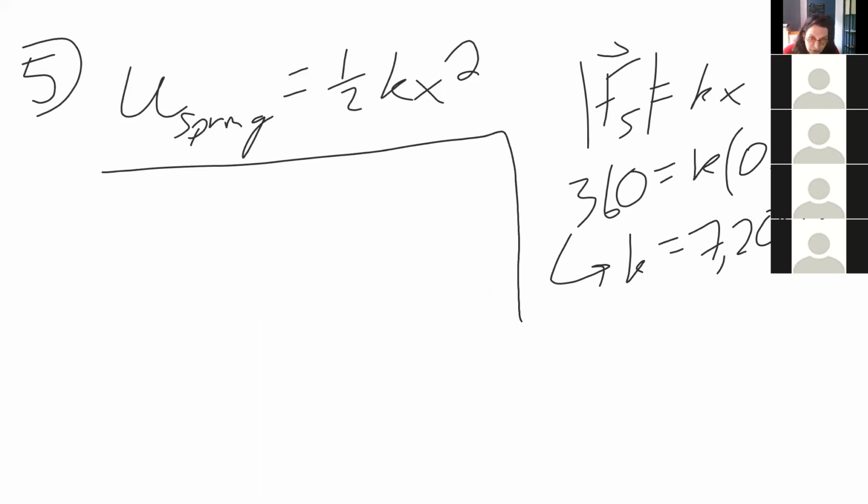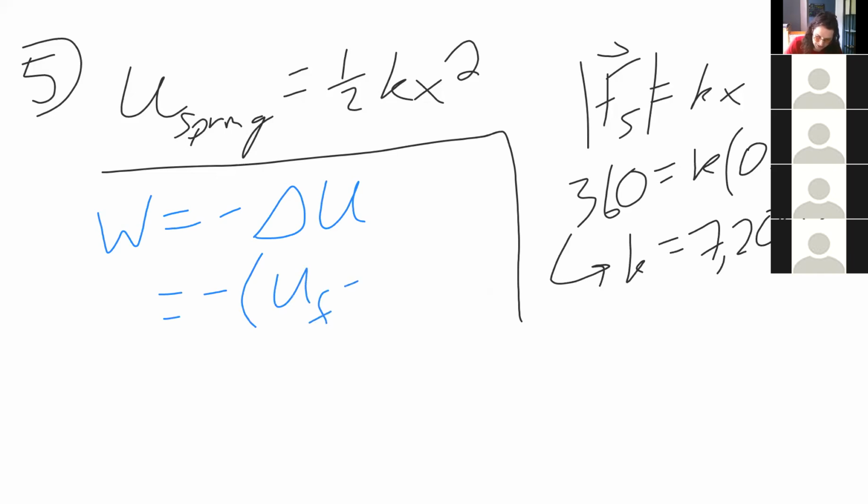And then for each of these problems, what you want to do is find the work the spring does on the block as the block moves from one location to another. So remember that work is equal to the negative change in potential energy, which is the negative potential final minus potential initial. If you'd like to distribute the negative sign over the parentheses, you get that this is U initial minus U final.